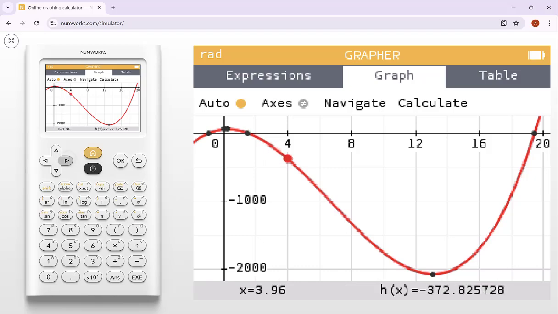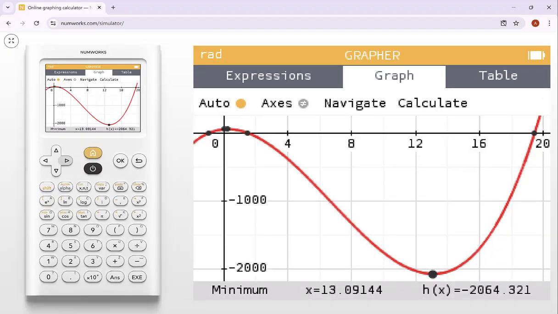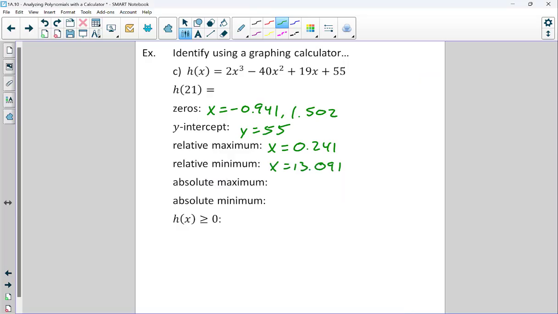Keep going to the right. Minimum is coming up at somewhere around 13.091. And then we have a final x-intercept over here, somewhere around 19.438.